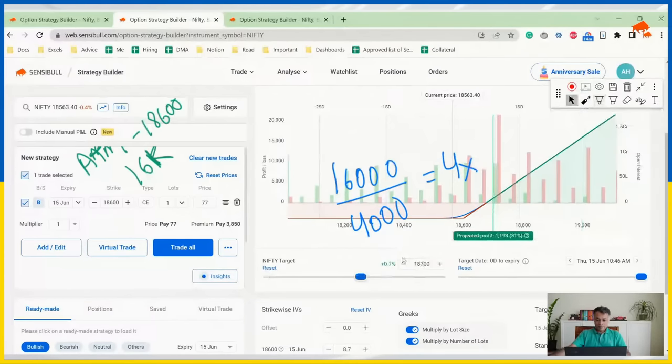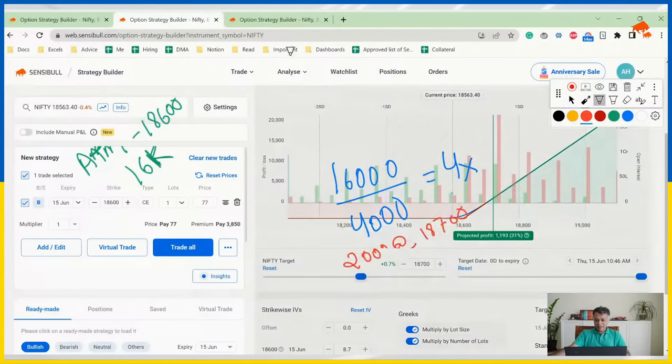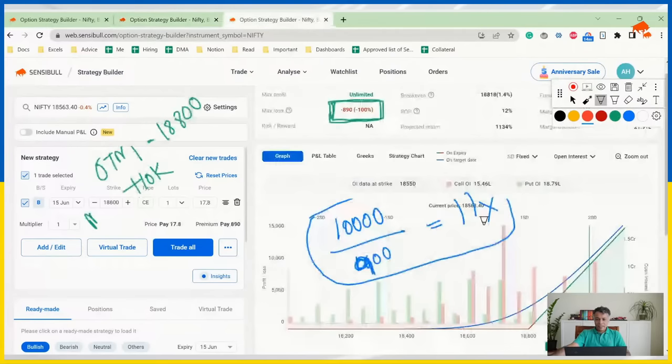Only 2,000 rupees at 18,700. And the other thing obviously loses money at 18,700. Why? Because at 18,800, it lost 1,000 rupees. And why is that? That's simply because of probability of profit, right?